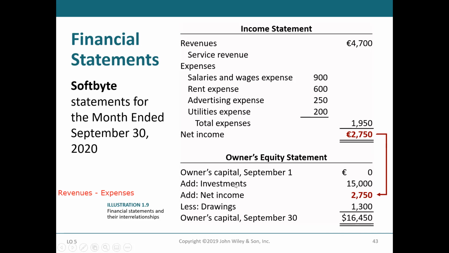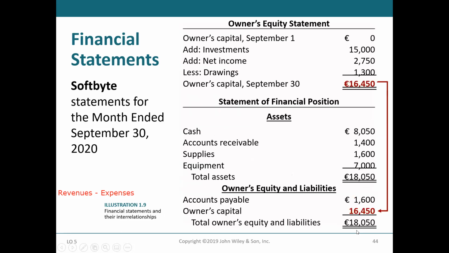So always remember this format: beginning capital, add investment, add net income, minus drawings, and that will give you owner's capital at the end.